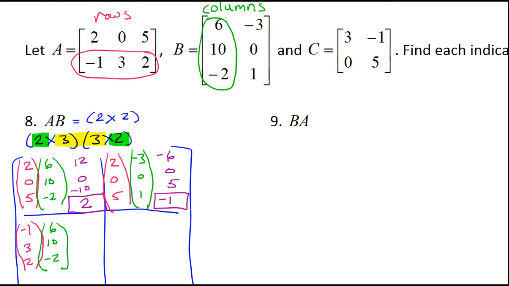If I multiply these together, I'm going to get negative 6, 30, and negative 4. I need to add these up. Negative 6 and negative 4 make negative 10. 30 minus 10 is 20. So this entry will be 20. So one more time. If I want to find the entry that is in the second row and second column, I need to multiply the second row times the second column.